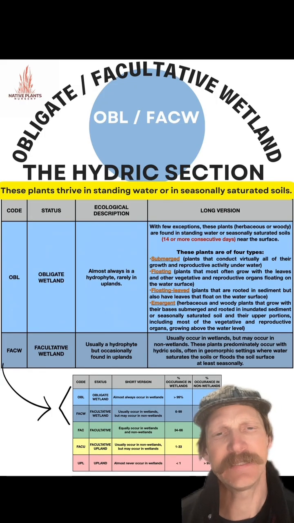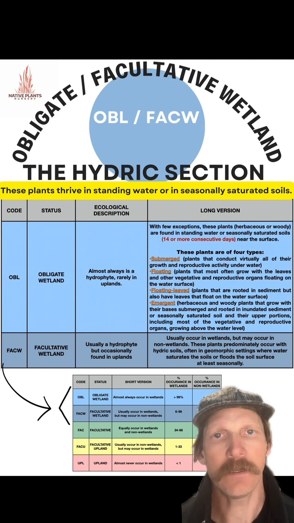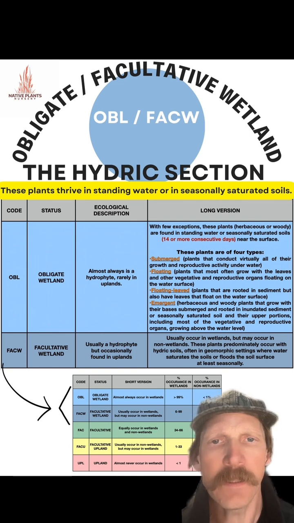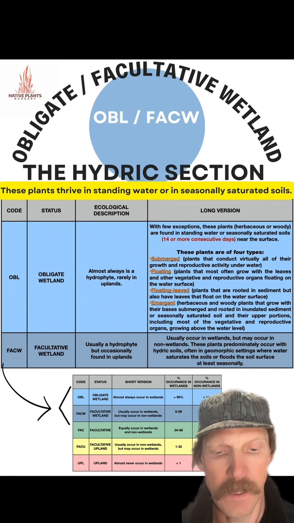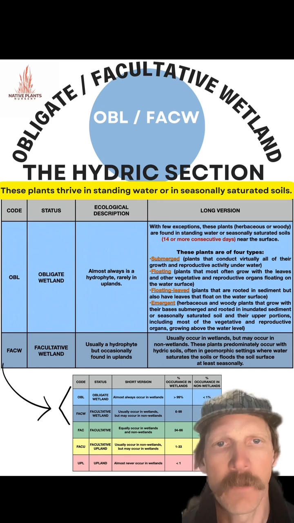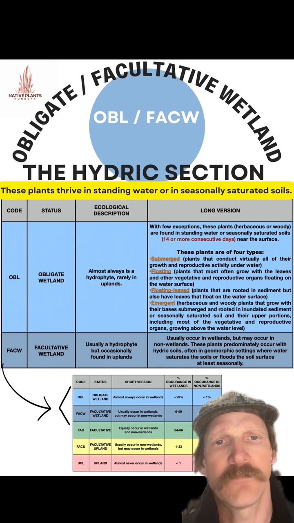Here's our hydric section signage. We're going to have a huge banner. It's going to indicate that you are looking at plants that are hydrophytes. These are plants that are obligate wetland, facultative wetland. Look for your rain garden plants here. Look for plants that are emergent. Look for submersive plants, floating plants.